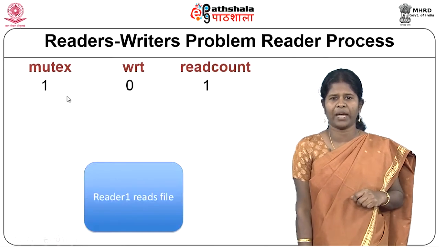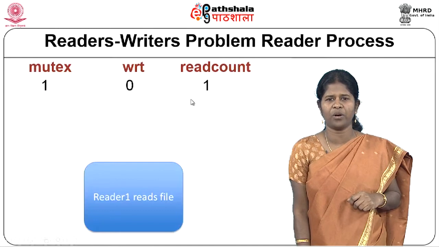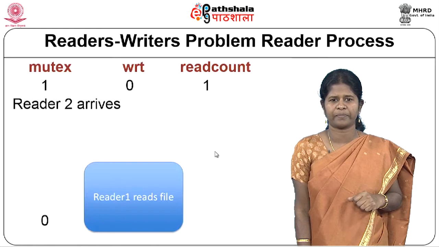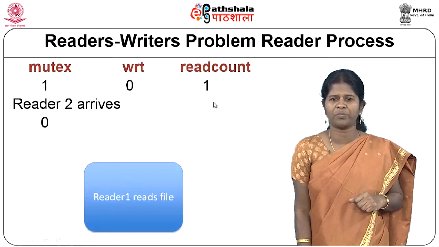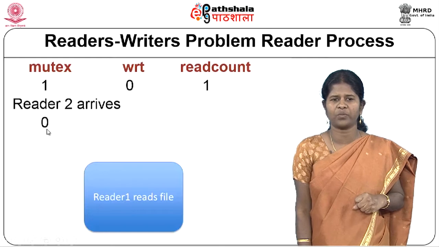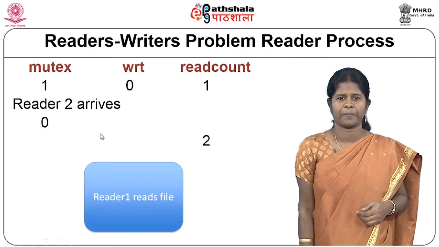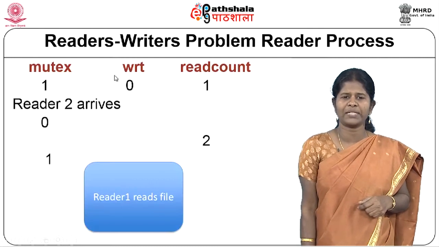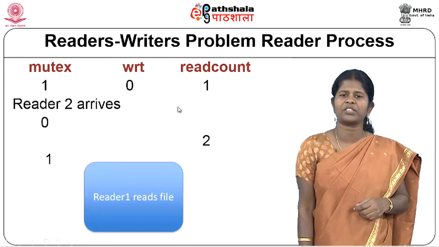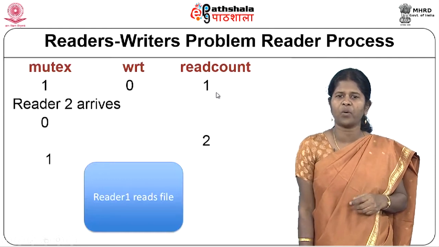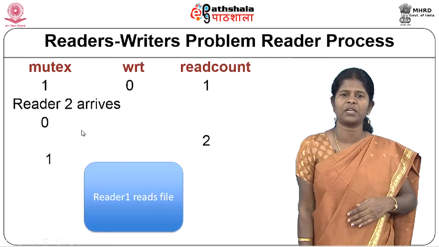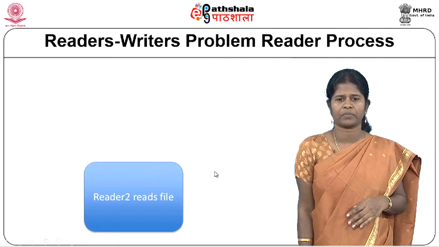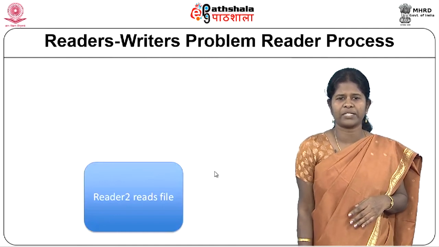So, the situation now is that mutex value is 1, WRT is 0, read count is 1, and reader 1 is reading the file. Suppose reader 2 arrives, and reader 2 also wants to manipulate this read count variable. So, it waits on mutex, increments read count and signals mutex. Now, it does not have to wait on WRT because it is not the first process, read count is not equal to 1, it is the second reader process. So, it can directly start reading the file. So, reader 2 reads the file.